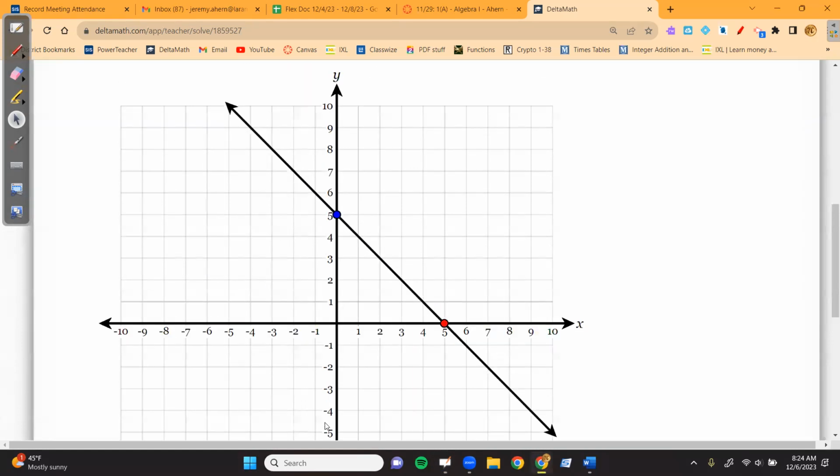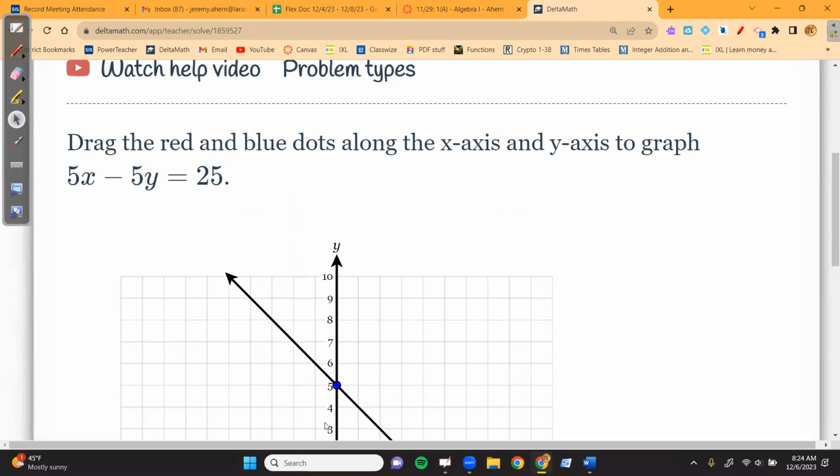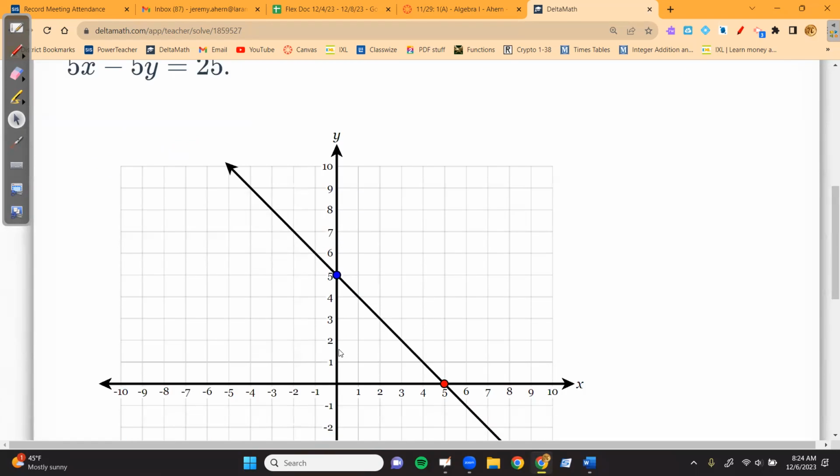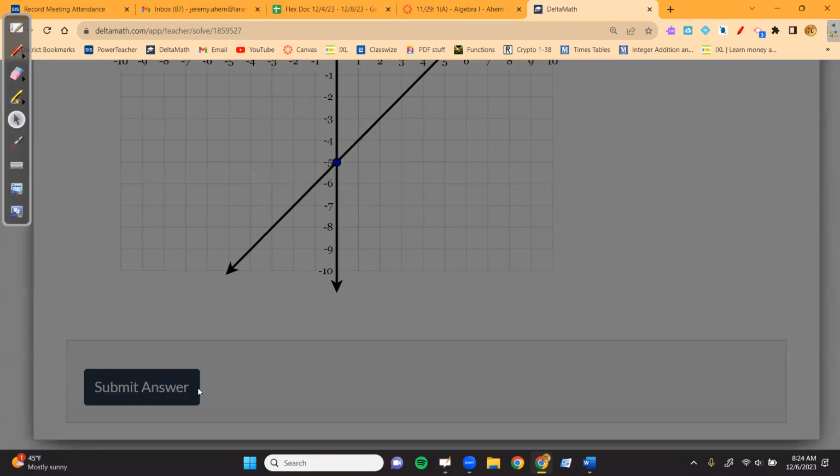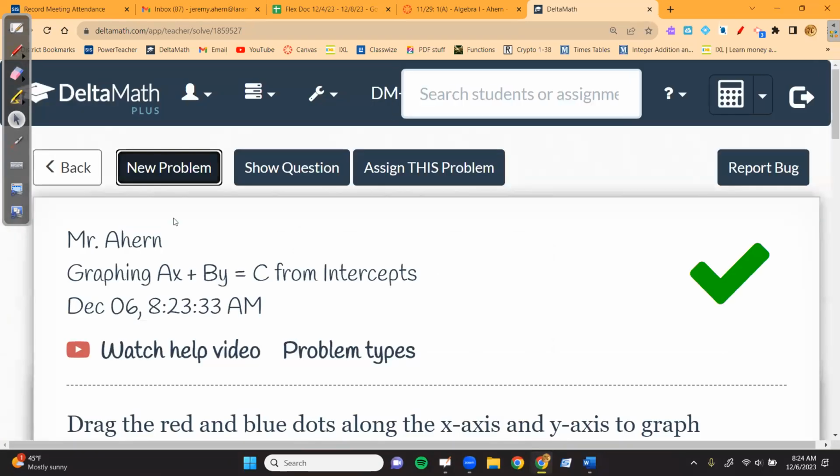Now, for the y-intercept, who dies? What would the equation say? Negative 5y equals 25. Divide both sides by negative 5. What's y? It's not 5, it's negative 5. So I grab the blue dot and I drag it down to negative 5. And just like that, I've got a line, full send, done.